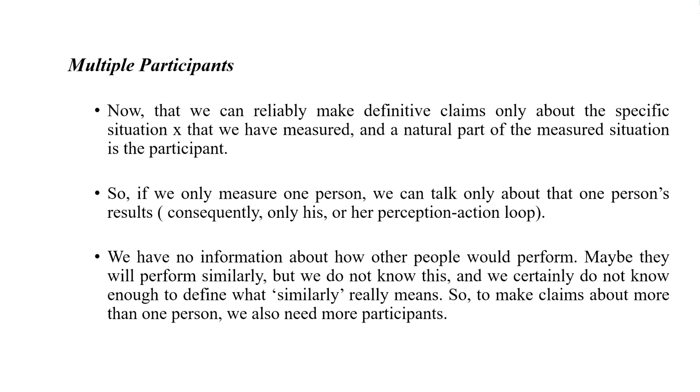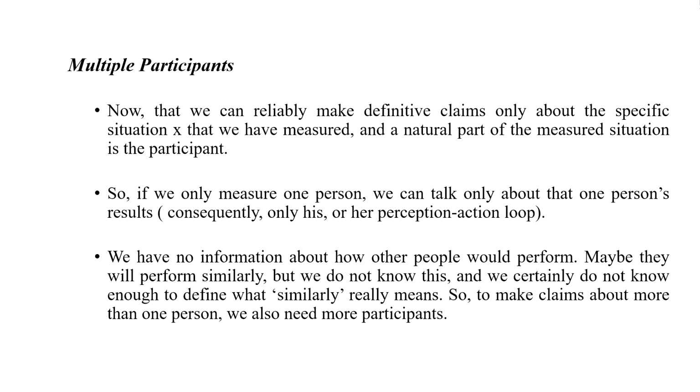So, given that if we have multiple measurements, we can make reliably definitive claims about the specific situation x that we are measuring, and a natural part of the measured situation is your participant. So, is there error because of the participant level characteristics? If you have 1, 2, 3, 4, 5 participants, each of these 5 participants is not going to be exactly identical to the others. Okay. On paper they may be the same age, same gender, same educational qualification, same SES, yes, but as individuals they are different people, and because they are different people, the effect that they will have on the error term is going to be different in your experiments.